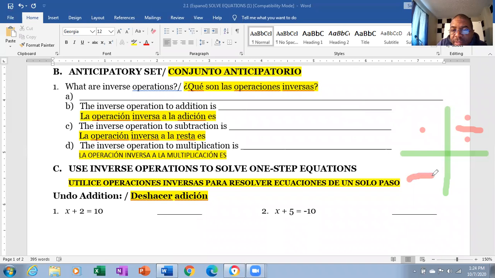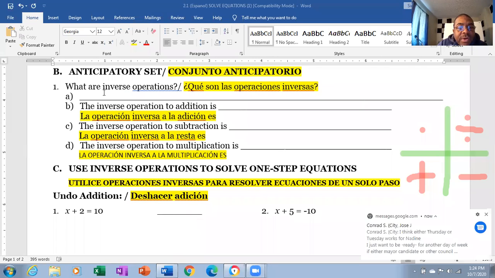Now, what's the inverse of addition? If I add something to it, I can also take away. All right? So, the inverse of multiplication is division. The inverse of division is multiplication. Inverse of plus is minus. Inverse of minus is plus. So let's answer these questions. What are inverse operations? All right.